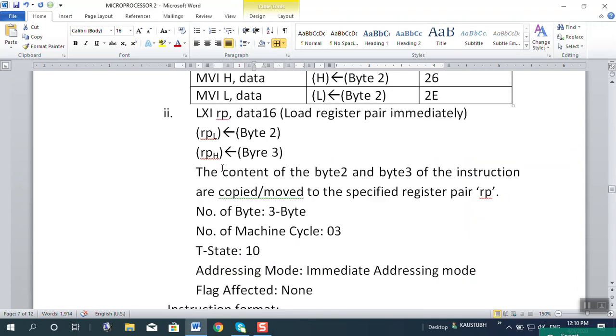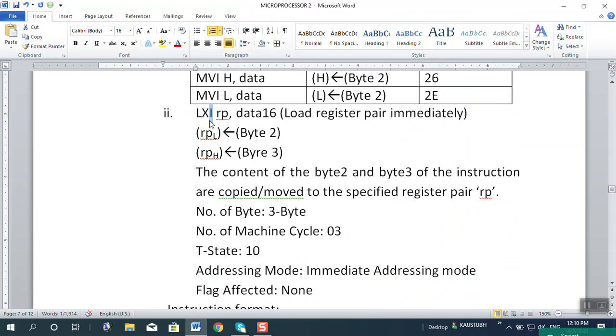Similarly for the 16-bit immediate data transfer, the instruction is LXI. Here also you see the instruction ends with I, so it is immediate addressing. LXI RP means load register pair immediately. So RP stands for the register pair. Of course the data has to be 16-bit, since we are using a register pair, a total of 16 bits. So LXI RP data 16 means this 16-bit data will be copied to the specified register pair RP.